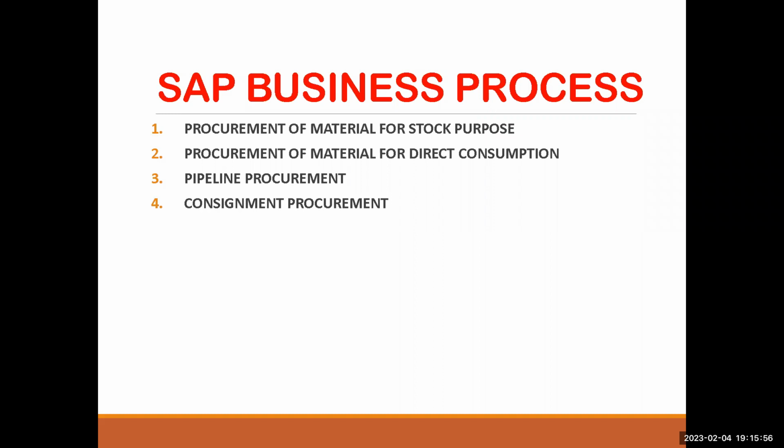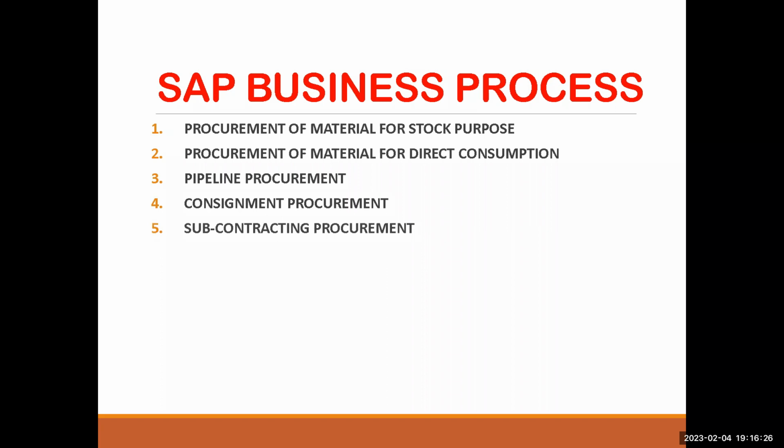But pipeline procurement we normally use for any kind of liquid or gas items, which flow through a pipeline. That's why we call it pipeline procurement. And consignment procurement is normally used for stock purposes, for materials which are not gaseous or liquid materials. Those kinds of materials we can use as consignment procurement.